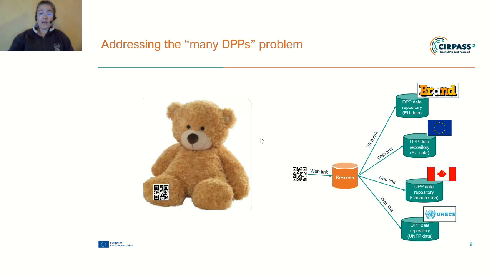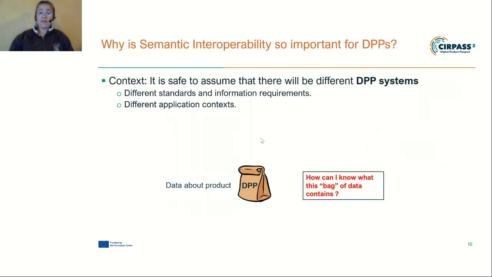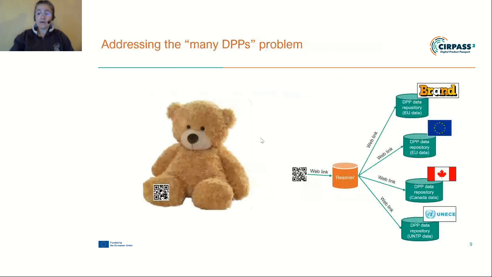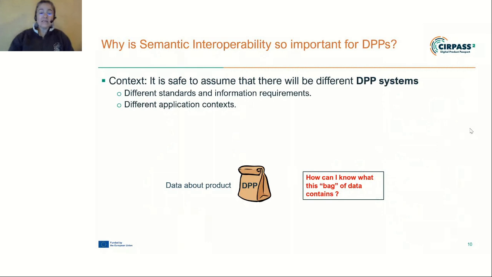However, what I do want to talk about is the fact that I might be receiving a passport from a given state, or a voluntary passport if I'm using the UNECE scheme, and I want to reuse data from it.